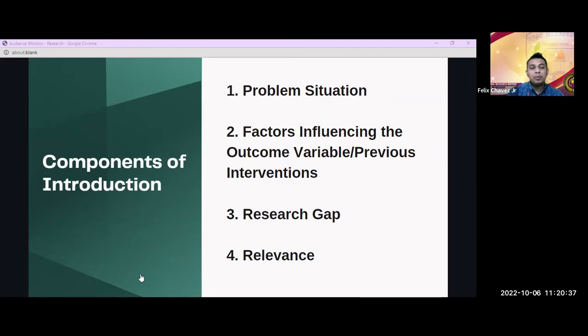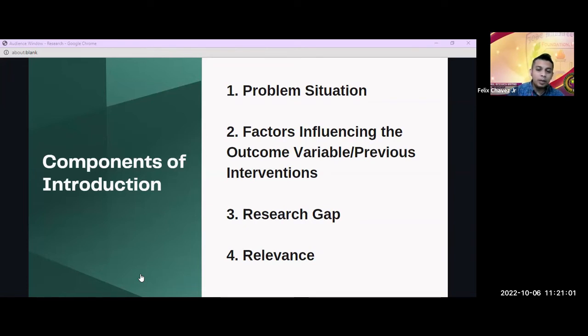So how do you expose that there is really a big problem about turnover of faculty? You have to emphasize that one in the introduction, and it will form a statement. We call that one the problem statement.